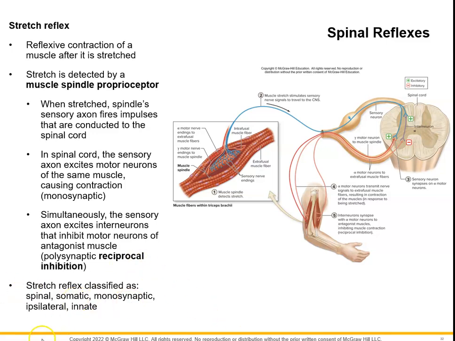Now, your stretch receptors can be classified as spinal, somatic, monosynaptic, ipsilateral, and innate. Whew, that's a lot. So think about what those terms mean. Spinal reflex, it's processed in the spinal cord. Somatic, a voluntary muscle. Monosynaptic, one synapse. Ipsilateral, same side. Innate, you're born with it.